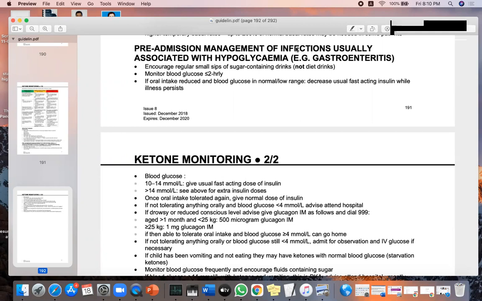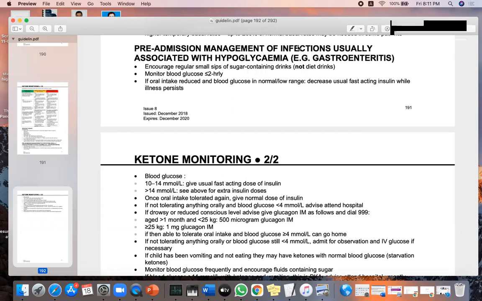Now what is starvation ketosis? This is a new term, right? Remember that hyperglycemia can cause ketosis. Also, hypoglycemia can cause ketosis. How? Hypoglycemic ketosis is usually caused by starvation. A patient who has vomiting or diarrhea cannot eat. So his glucose is low, getting lower, and the body tries to produce glucose from another source. Then there is also production of ketone bodies. So this is starvation ketosis, most commonly seen in gastroenteritis patients.